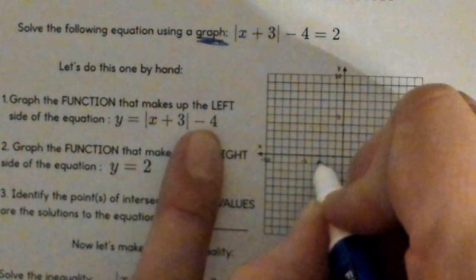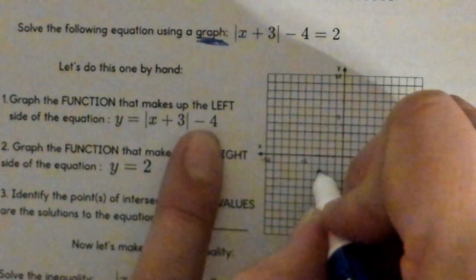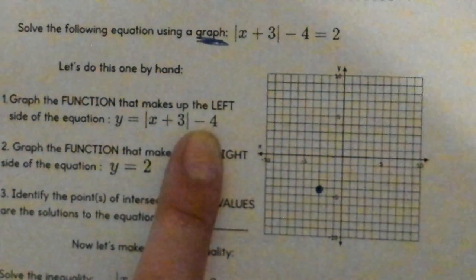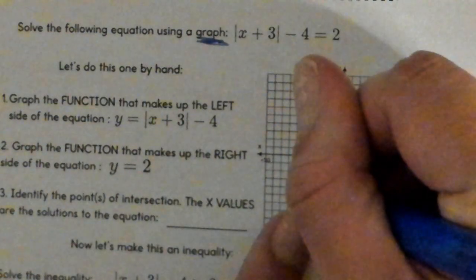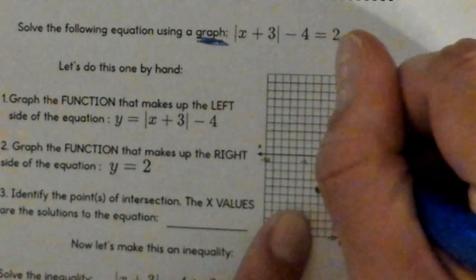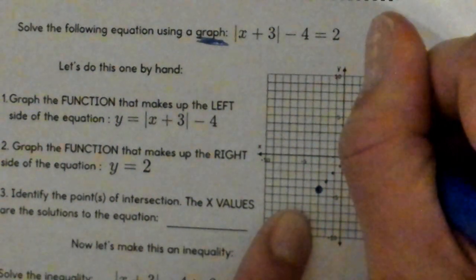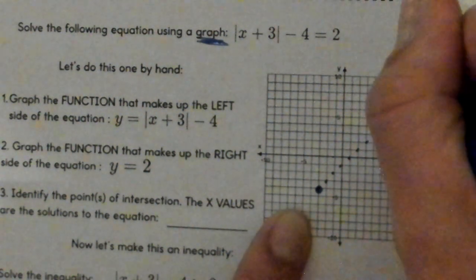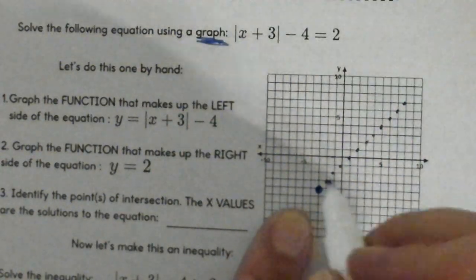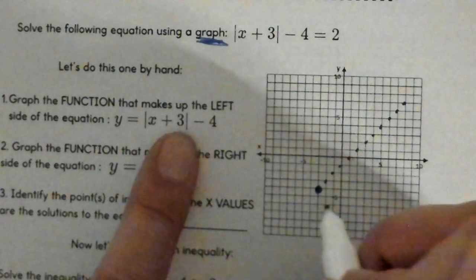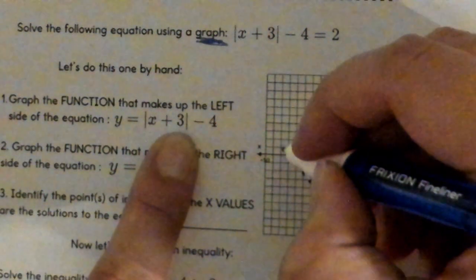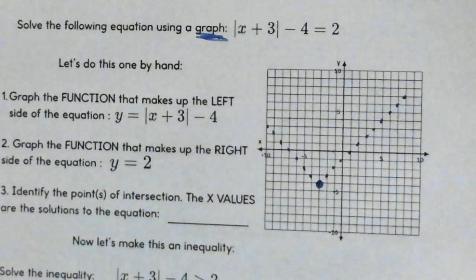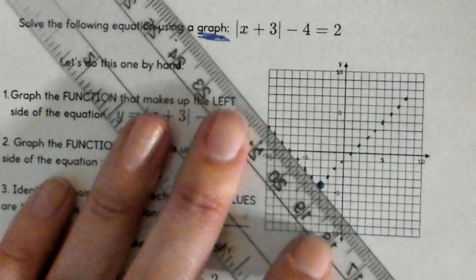So left 3, down 4, 1, 2, 3, 4. And then it has a slope of 1 because there's no other a value. So up 1, right 1. It's at negative 3, negative 4. The vertex is at negative 3, negative 4. And on the other side of the vertex, we have a slope of negative 1. Get a ruler. I do not trust my abilities to draw a freehand straight line.